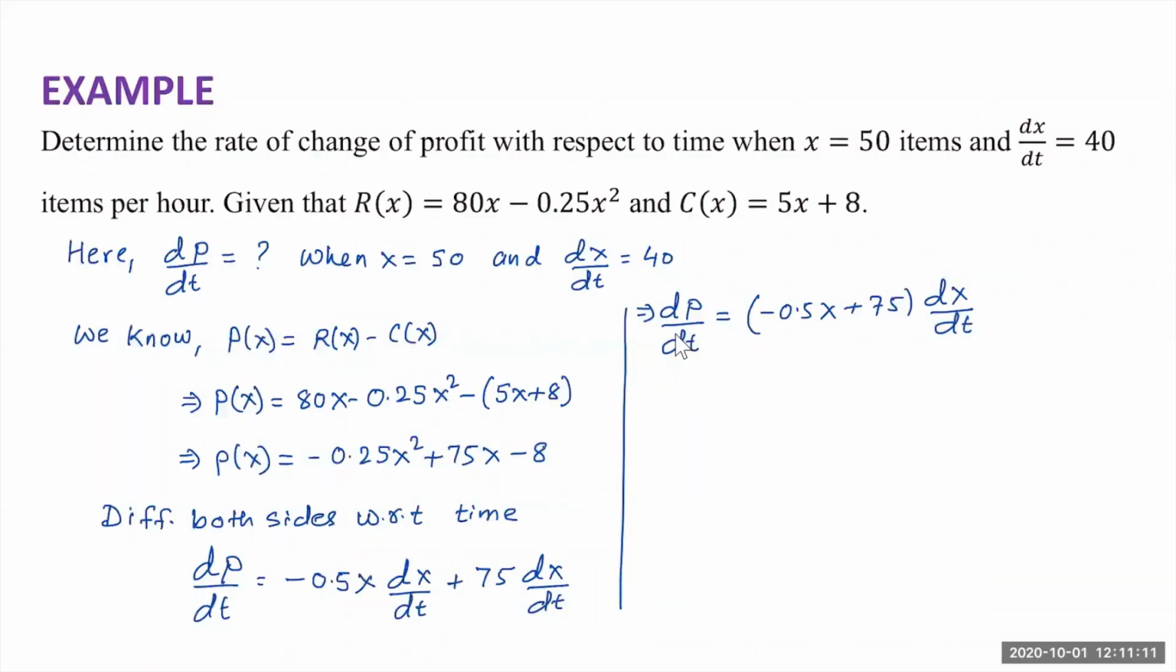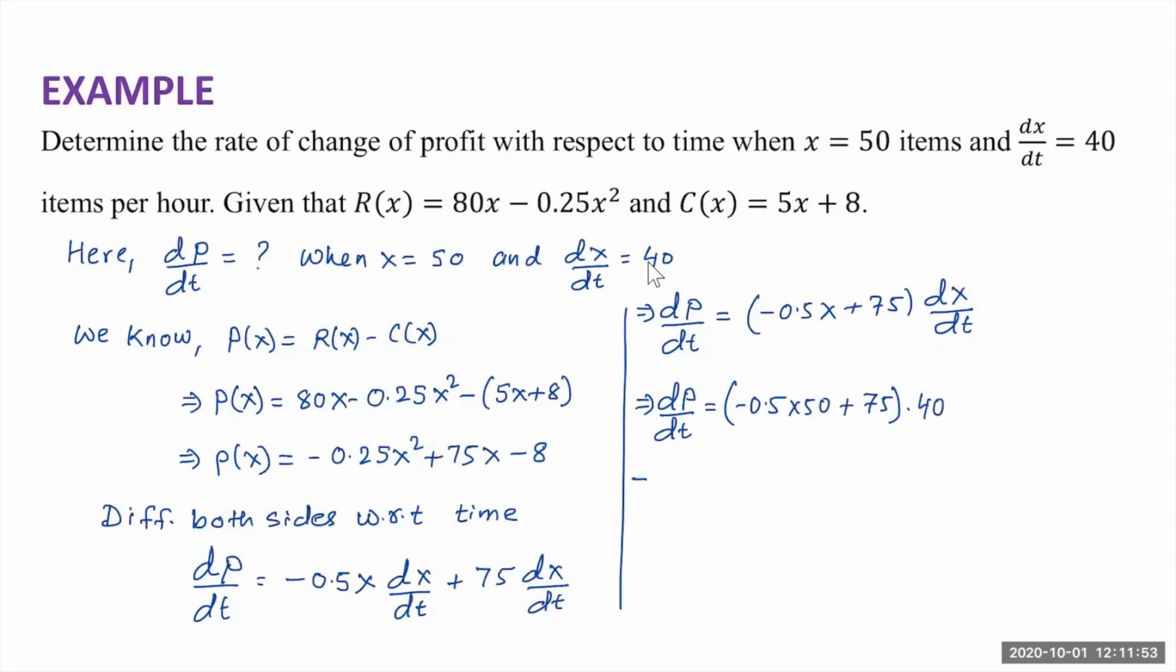Once we have this formula ready to find dp over dt, we are going to plug in the information and calculate that value. So dp over dt, change in profit with respect to time, is equal to negative 0.5. We have to find the change in profit with respect to time when x equals 50. So the value of x is 50, times 50 plus 75, multiplied by dx over dt, that's also given, that's equal to 40.